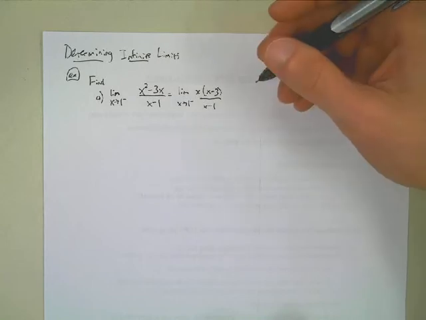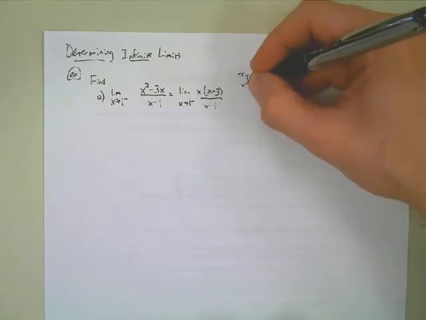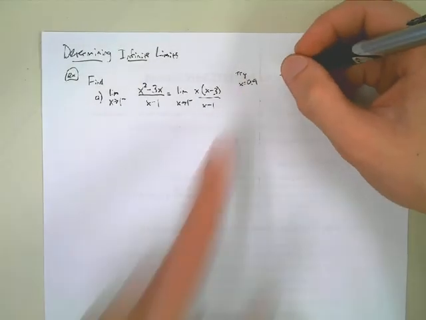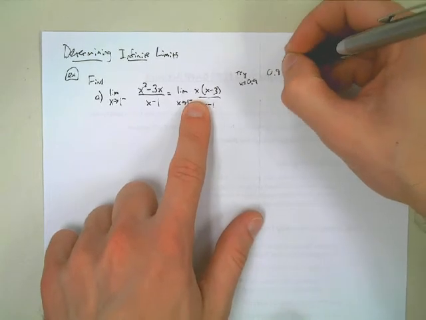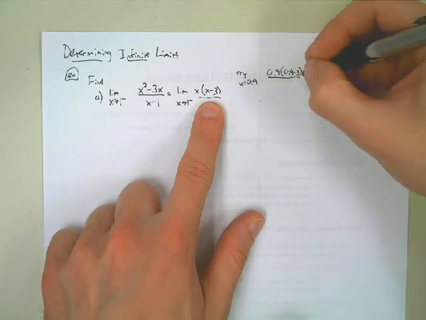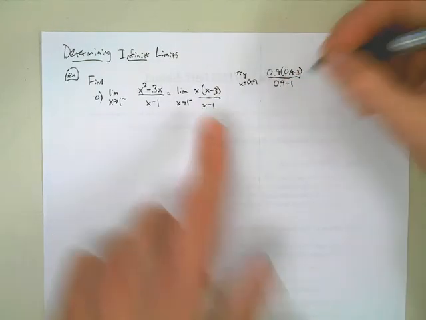We'll hold off on 0.99. So let's just try x equals 0.9 and analyze this. If I try x equals 0.9, I'm going to plug in 0.9 here instead of x. Here, instead of x minus 3, I'll do 0.9 minus 3. And here, instead of x minus 1, I'll do 0.9 minus 1.